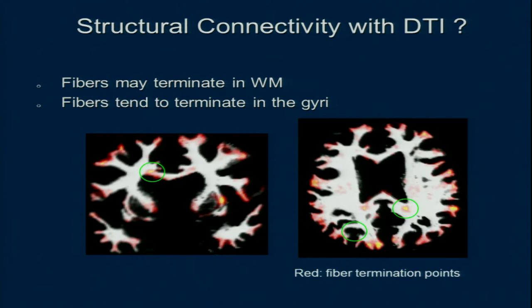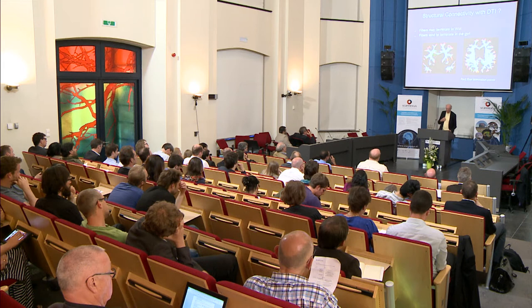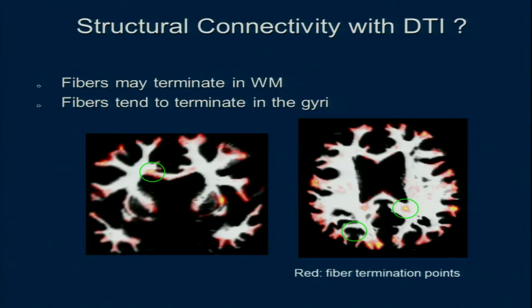How can we now marry up the functional connectivity with the structural connectivity? Well, that's still a struggle, and you have heard that also in the previous talks. It's not quite straightforward. And why that is so, this is an illustration here where from our fiber tracking, we mapped out the endpoints of the fibers found by the algorithm, and you see that most of the fibers tend to terminate in the gyri, and you see very little terminating points in the sulci.